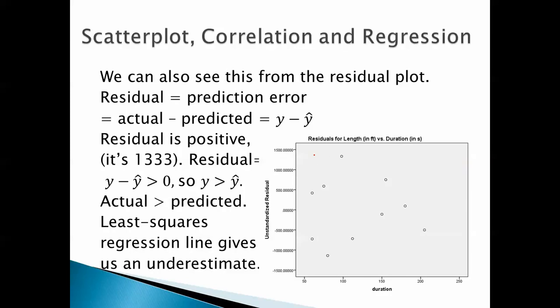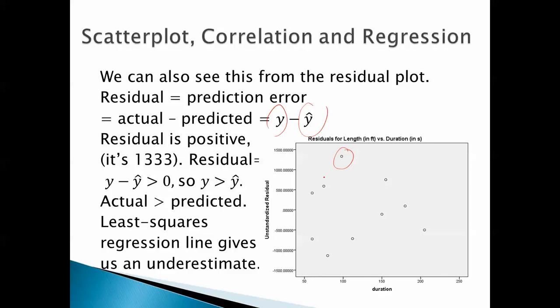We can also see this from the residual plot. Recall that residual is prediction error. It's actual minus predicted. It's y minus y hat. So again, y is the actual, and y hat is predicted. The residual is positive. In fact, here's the residual. It's a whopping 1,333 feet.